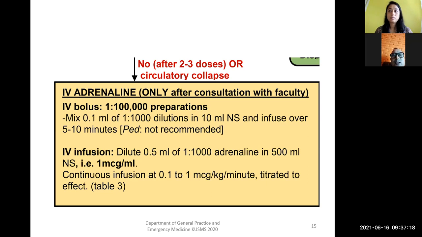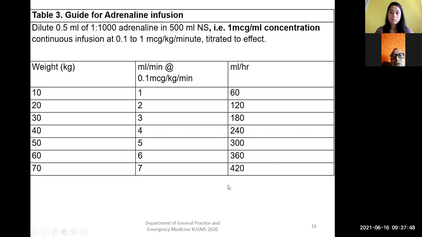Once the loading dose has been given, we go for an IV infusion. The preparation of the IV infusion is 1 microgram per ml. For that, we need to dilute 0.5 ml of 1 in 1000 adrenaline in 500 ml normal saline. We go for a continuous infusion at the rate of 0.1 to 1 microgram per kg per minute, which is titrated upwards to see some effect.